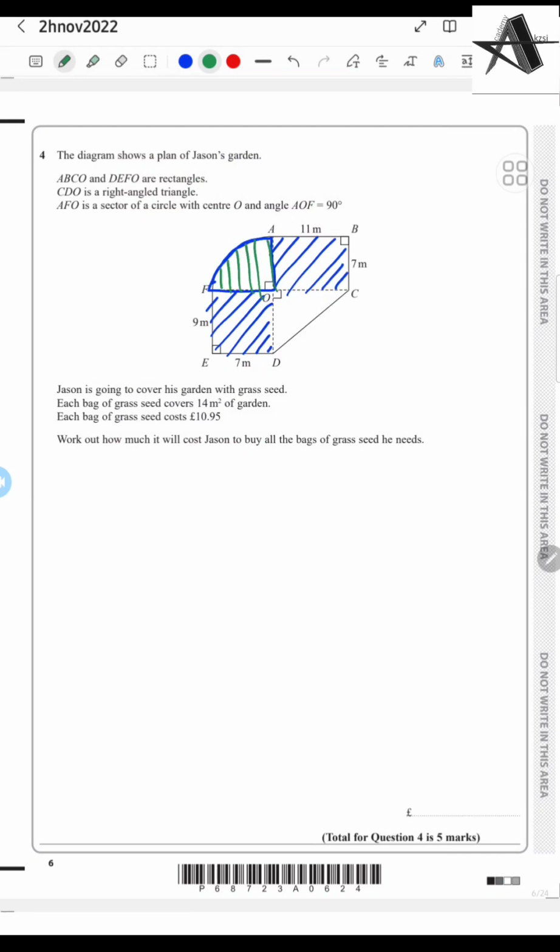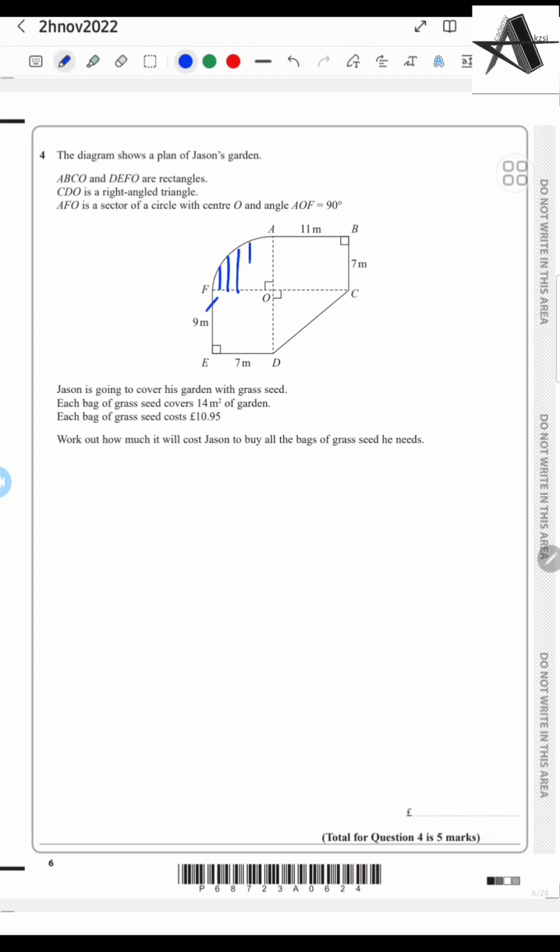Jason is going to cover his garden with grass seed. Each bag of grass seed covers 14 meters squared of garden. Each bag of grass seed costs 10.95 pounds. Work out how much it will cost Jason to buy all the bags of grass seed he needs. So which means we have to work out the total area of this one. So first let me calculate the areas one by one.